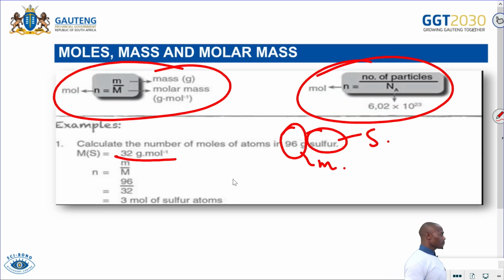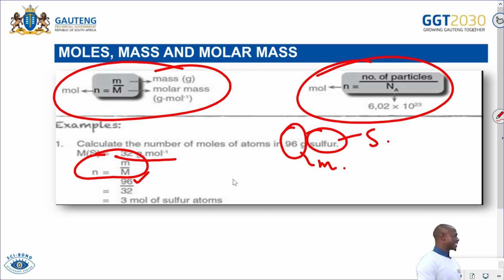Then here the equation is N equals mass over molar mass, right? Then what is the mass? The mass is 96. And then what is the molar mass of sulfur? The molar mass of sulfur is 32 grams per mole. Where is that 32 grams per mole coming from? From the periodic table. From the periodic table, we get the relative atomic mass, and then we can convert that relative atomic mass to molar mass just by putting the SI unit, which is grams per mole.